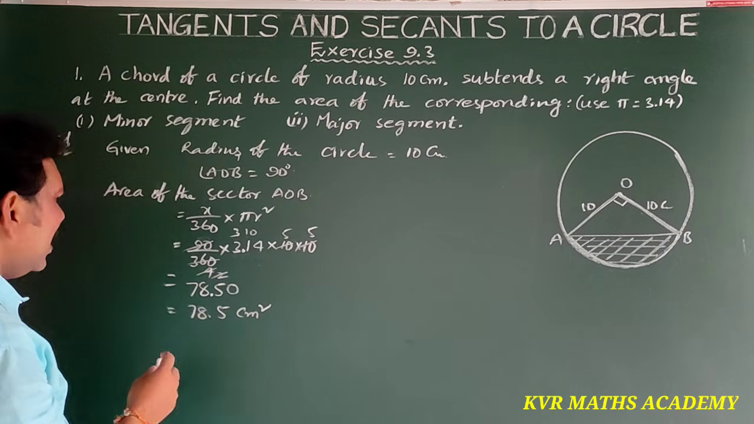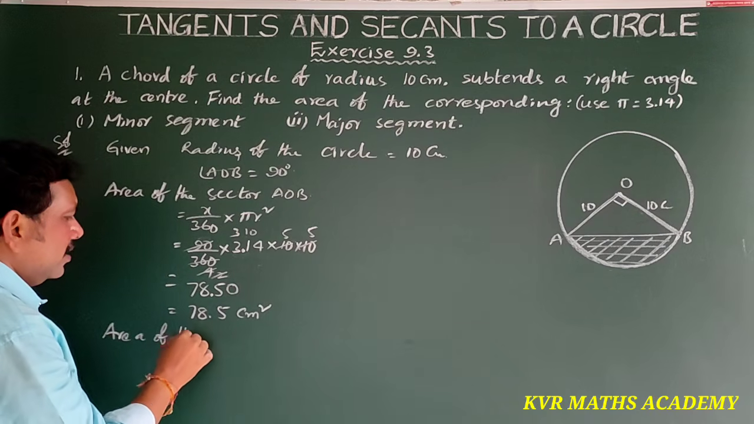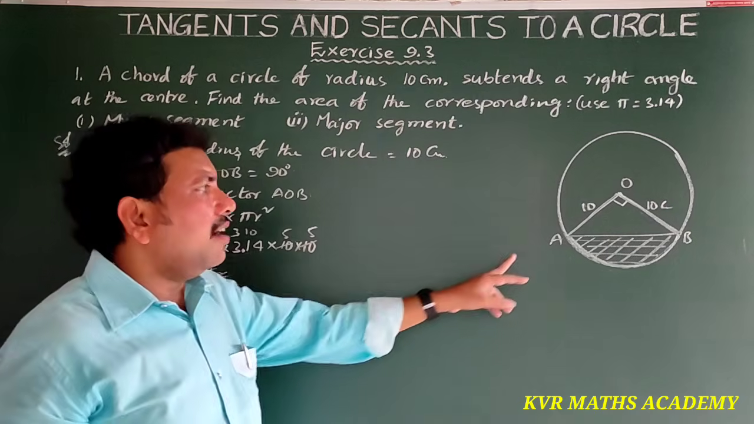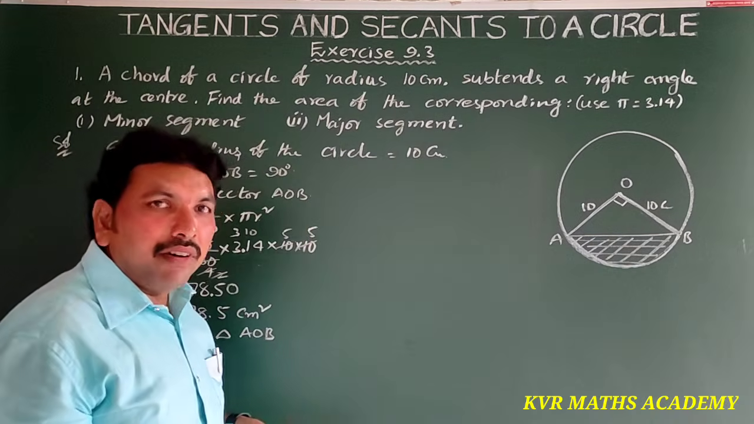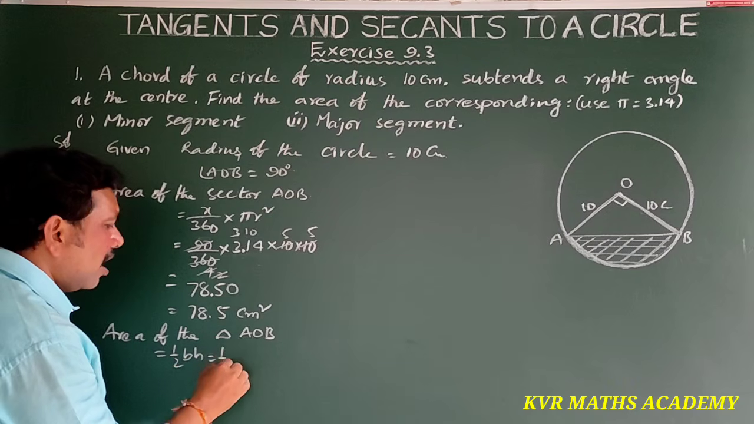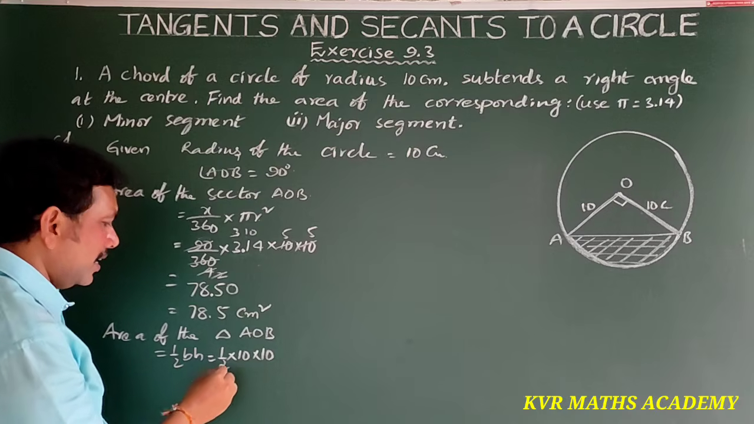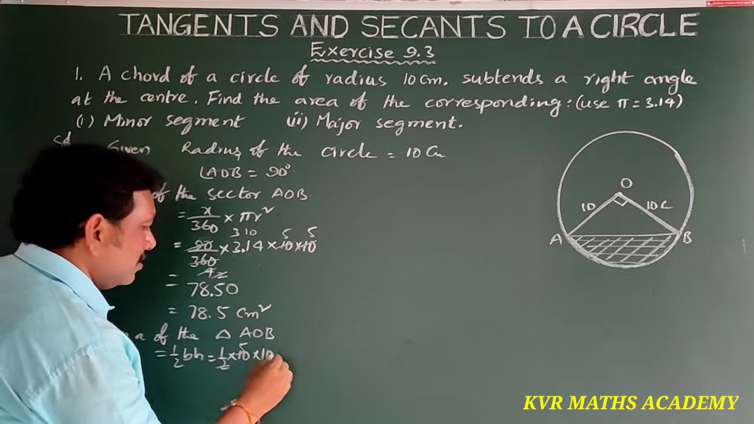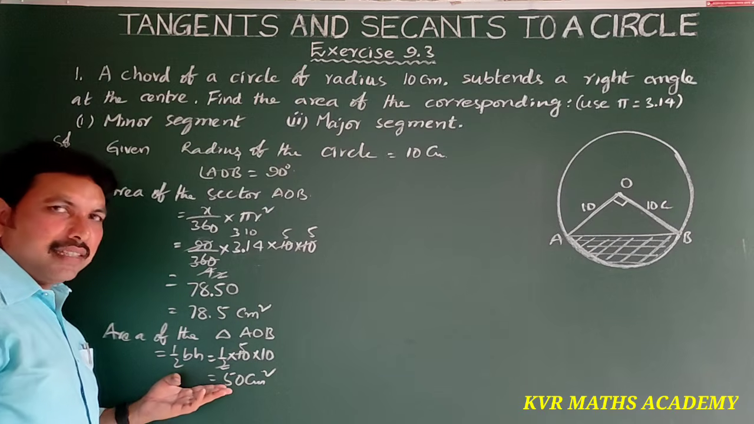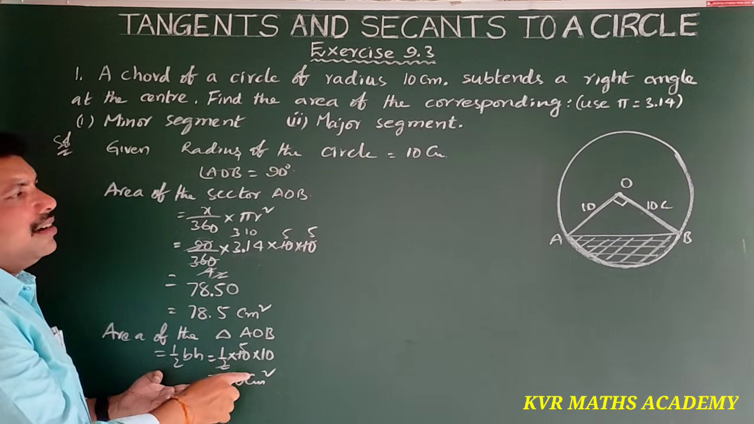Understood? Next, in the same way, the area of triangle AOB. What is that? Half base into height only. Half into base 10 and height 10. Isn't it? So 2 5s are 10. This will be 50 centimeter square. So this is 50 centimeter square, the area of the triangle.